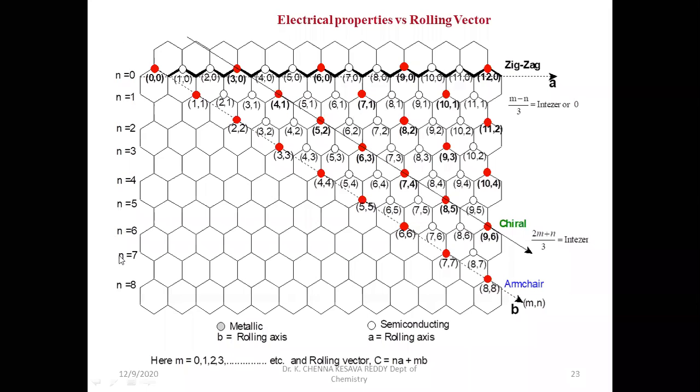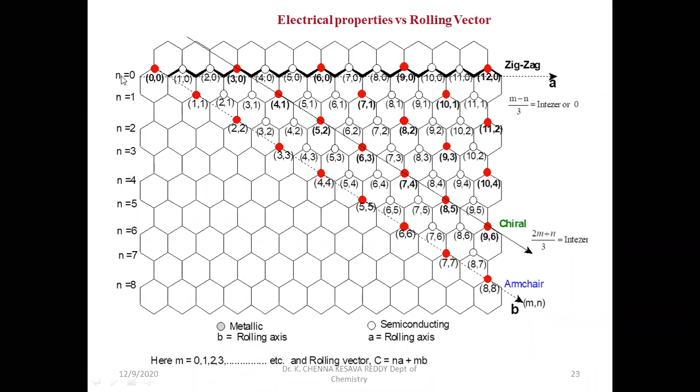Let us take a single graphene layer. We give m and n numbering, like x and y. Let us give the numbering for the carbon atoms lying on the same plane: m is 0, n is 0; m is 1, n is 0; m is 2, n is 0; m is 3, n is 0; m is 4, n is 0; m is 5, n is 0.